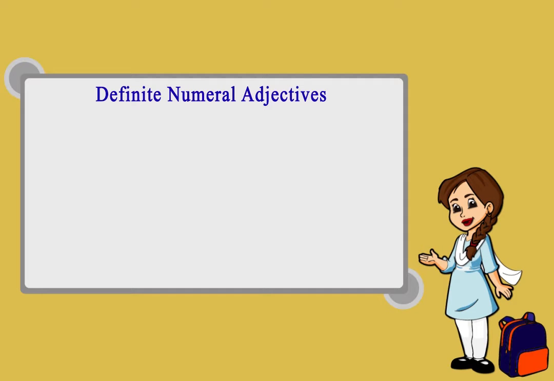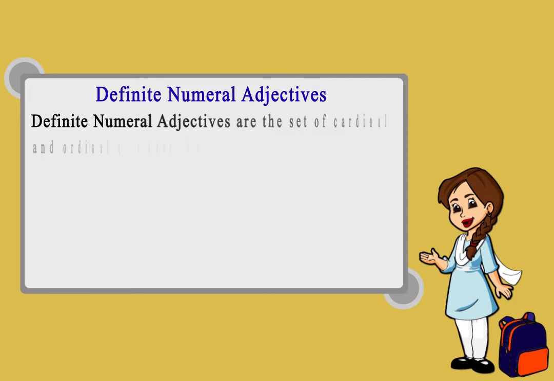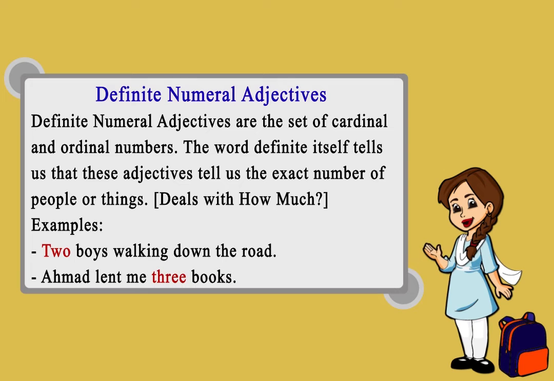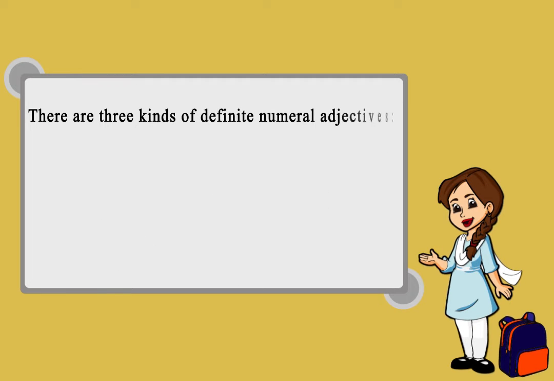Definite numeral adjectives. Definite numeral adjectives are the set of cardinal and ordinal numbers. The word definite itself tells us that these adjectives tell us the exact number of people or things. Deals with how much. Examples: two boys walking down the road. Ahmed lent me 3 books. There are 3 kinds of definite numeral adjectives: cardinal, ordinal, fraction.